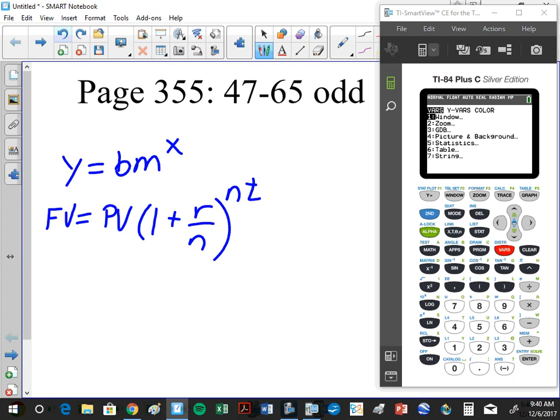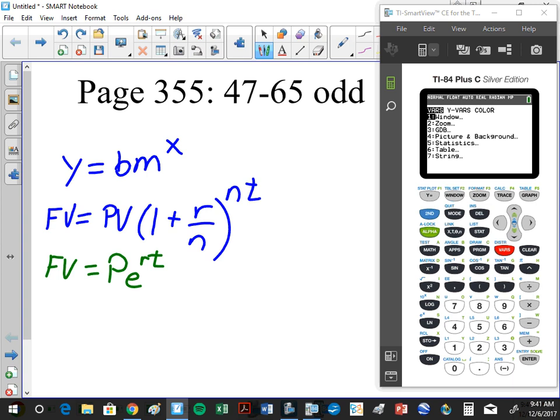And then we talked about continuous interest. Continuous interest is you're always compounding. Every instant of every second, you're compounding. And that equation is the future value is the present value times the number e raised to the RT. The PERT equation.